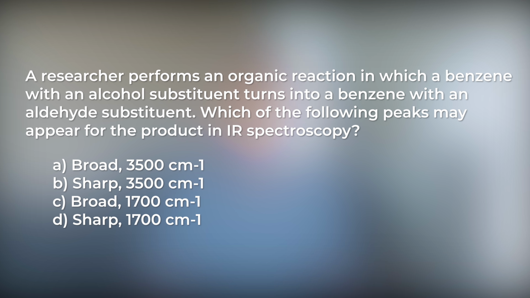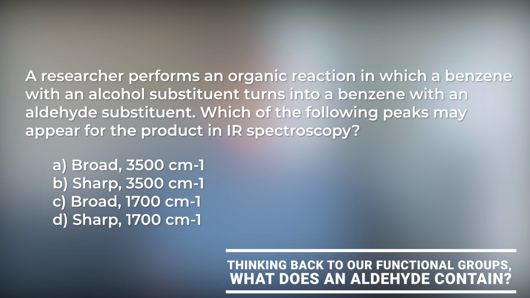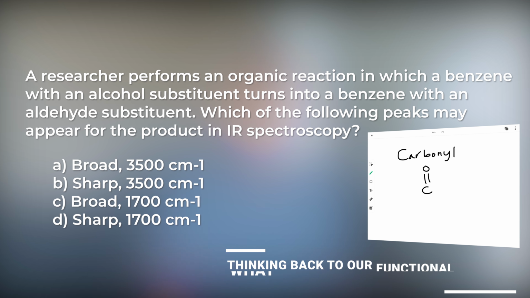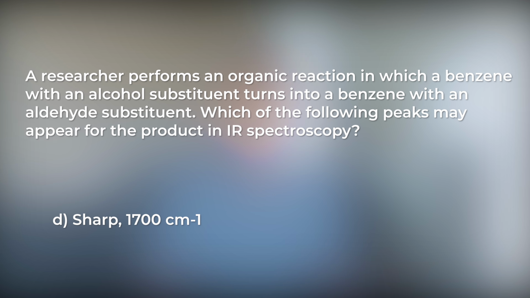The question is asking for the product peak, so we want to know what would appear in a benzene with an aldehyde substituent. Thinking back to our functional groups, what does an aldehyde contain? If you said a carbonyl group, you are correct. Like I stated earlier, a carbonyl group will show itself as a narrow or sharp peak at 1700 wave numbers. So D is our correct answer for this question.